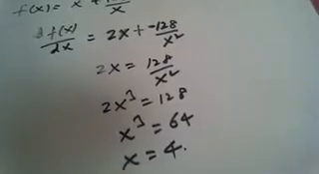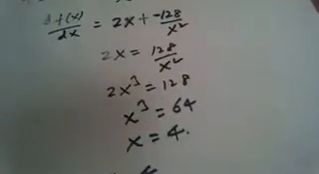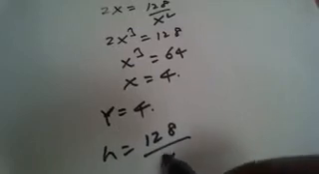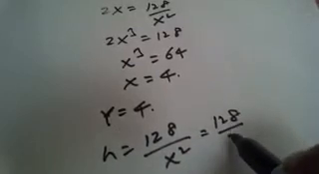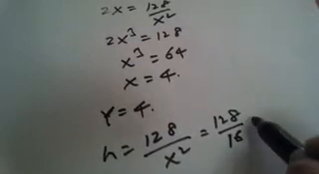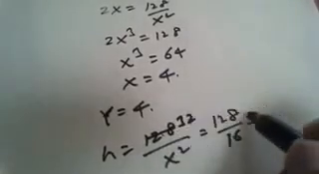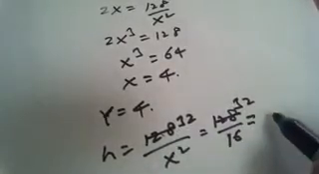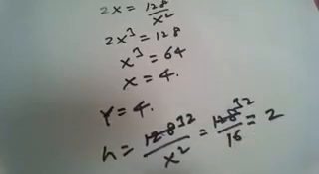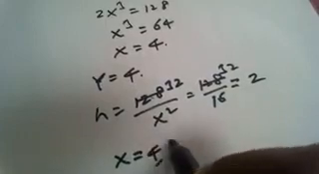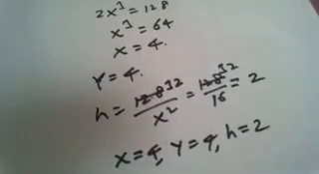So now we just need to find the value of, okay, let me write the value of h also. h was equal to 128 over x square, which is equal to 128 over 16. Is that correct? Oh, sorry, h was equal to 32 over x square in the previous step. So 32 over 16. So that's equal to 2. So we got the value for x equal to 4, y equal to 4, and h is equal to 2.